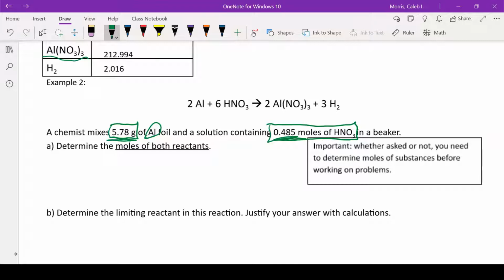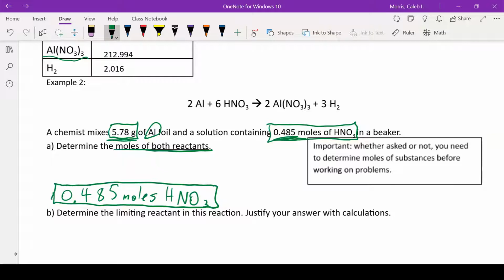Now let's read the question carefully, including units. It's very important to read carefully. It says determine the moles of both reactants. Well, one of these already has moles. That's the HNO3. So one of them we're already done before we even begin, really. 0.485 moles of HNO3. That's half of the answer for part A. Now the other half we've got to figure out.